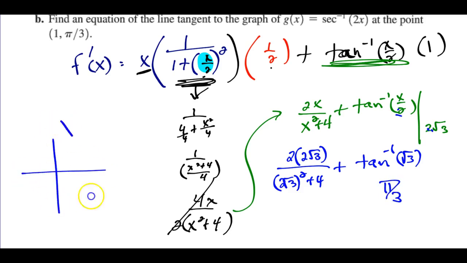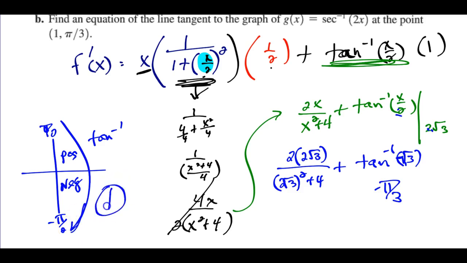Remember, tangent inverse is only defined between negative pi over 2 and pi over 2. And these are your positives and these are your negatives. So this is a positive. If this would have been a negative, I would have said negative pi over 3, because you can't say 5 pi over 3, even though 5 pi over 3 is right here, because 5 pi over 3 is outside the domain. You've got to stay between negative pi over 2 and pi over 2. So I think I have a positive because this is positive.